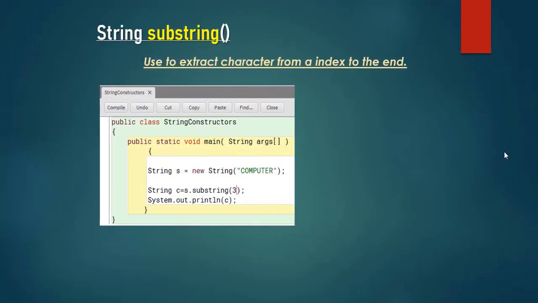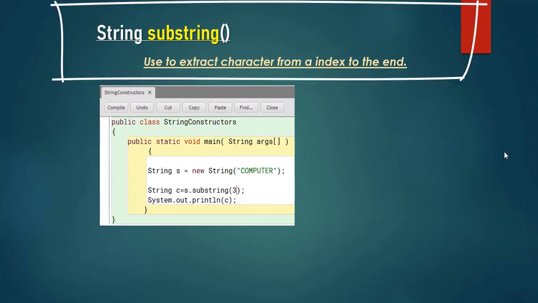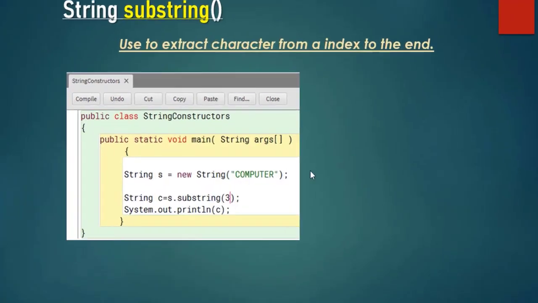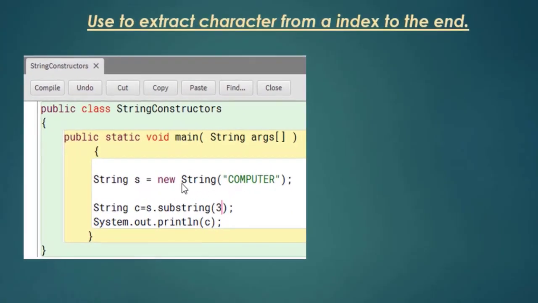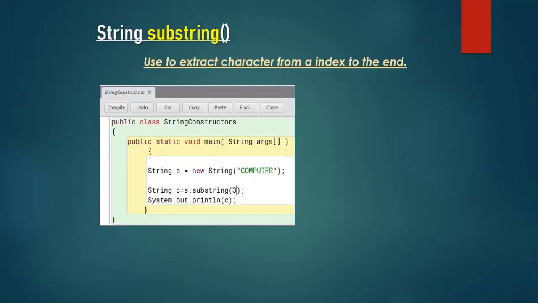Now the next function is the substring function. This is used to extract the characters from a particular index to the end. Let us see the example. S equals "computer". Now C equals S dot substring(3). What is the index of C? Here it is 0, O is 1, M is 2. The index of P is 3. So from this P till R the new string will be.